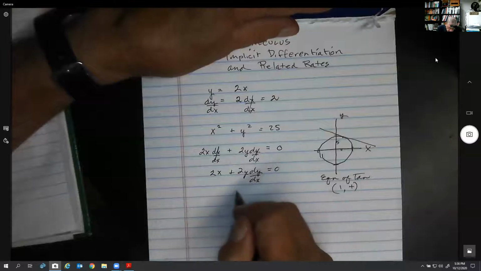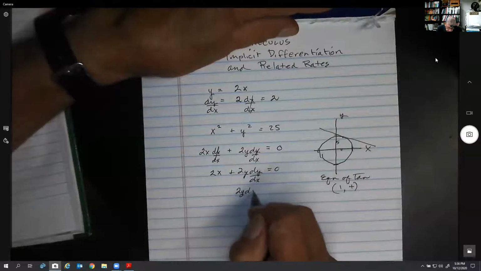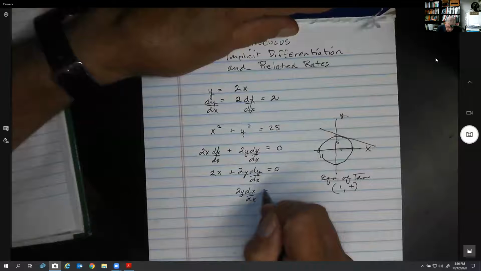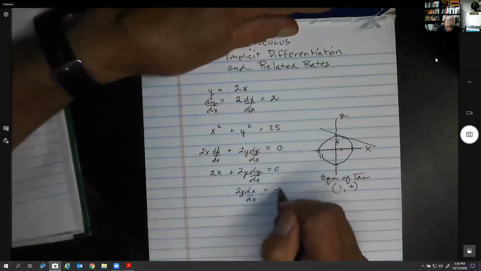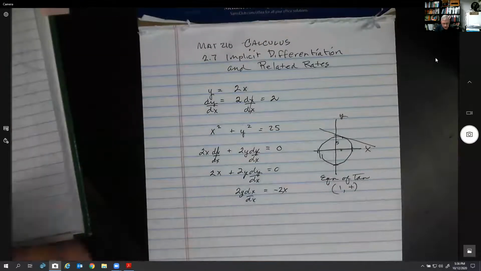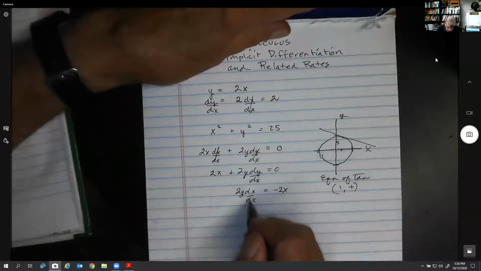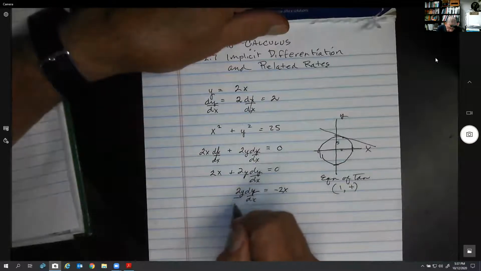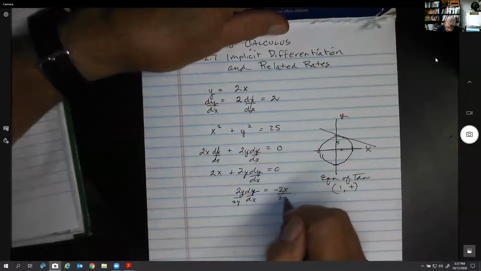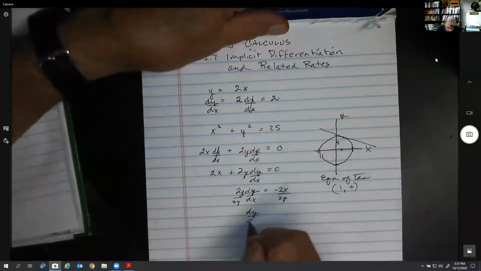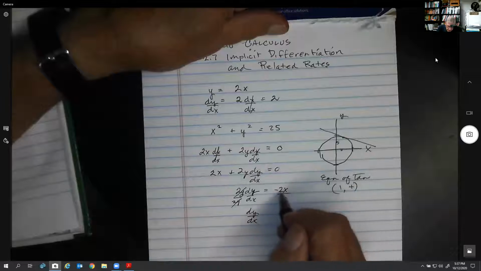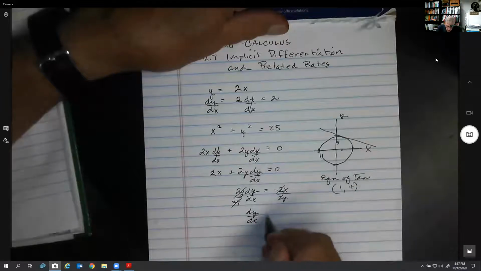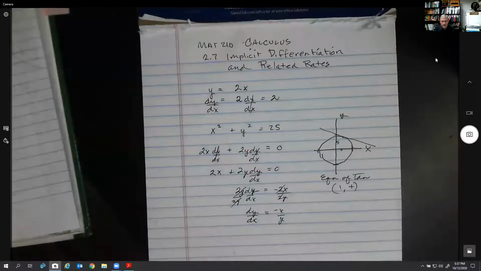I'm going to solve this for the first derivative. So I'm bringing the 2x to the other side. And that gives me negative 2x, right? I had a negative 2x on both sides. And now I'm going to divide both sides by 2y to get the dy over dx. Dy over dx. These cancel. The negative 2 and the 2 would leave me with negative x over y. So now I've solved this for dy over dx.